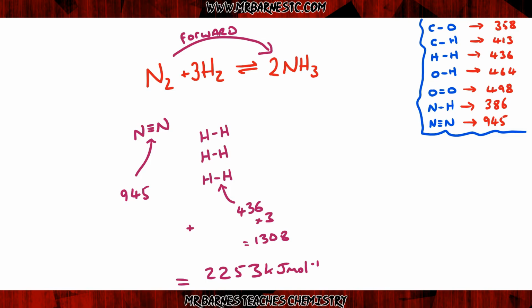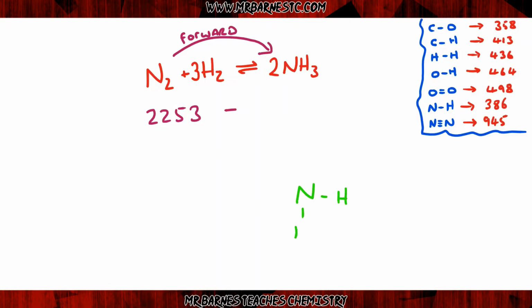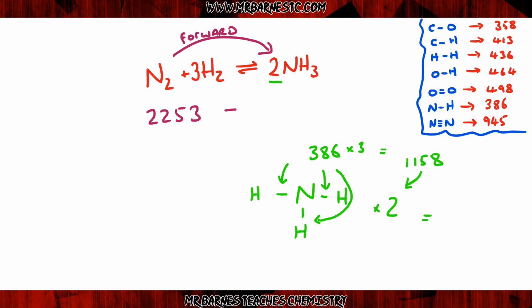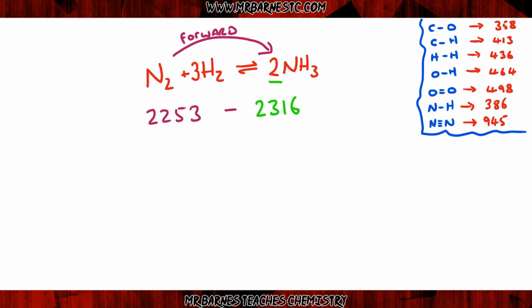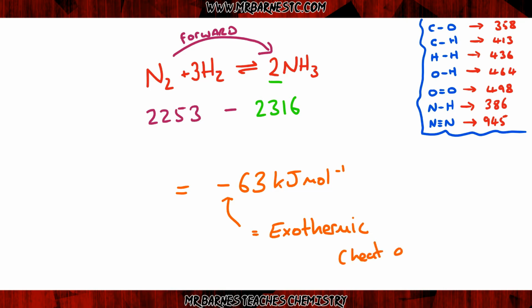If I then look at the energy given out, I've got 2 NH3 molecules, that means I've got 2 lots of nitrogen bonding to 3 hydrogens. 1 nitrogen-hydrogen bond is 386 kilojoules per mole. I've got 3 of them per molecule, which gives me 1,158, and then I've got 2 molecules, so that is 2,316. So 2,253 minus 2,316 gives me minus 63 kilojoules per mole. Negative again, so it's exothermic.